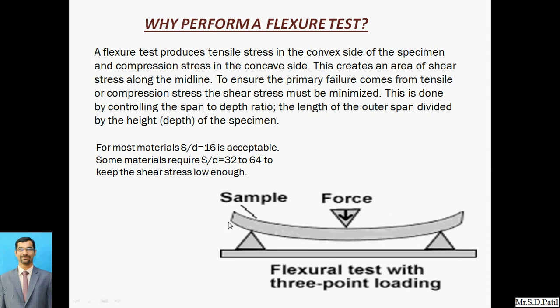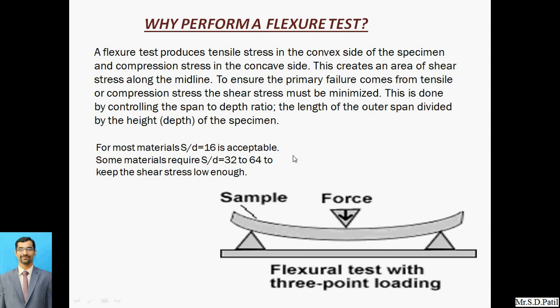So this will be the convex side, and this particular side is under tension. But when we observe the concave side, the length of that specimen is being reduced or decreased, and that's why the specimen is under compression at this location. So the same specimen is under tension on one side and under compression on the other side, and whatever the midpoint or midline of this specimen may be, we have to consider the shear stress for that particular line.